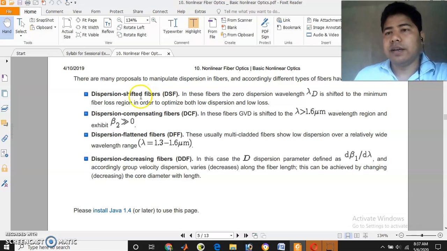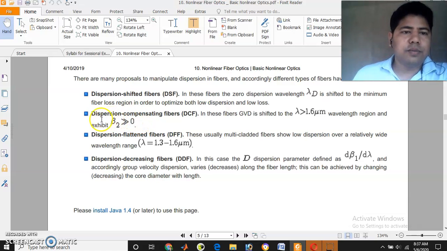So the fibers can be designed in such a way that we can have this dispersion shifted. Dispersion can be shifted to that particular region of the wavelength. If that is so, then we will have effective pulse propagation fibers. So next part is dispersion compensating fiber.